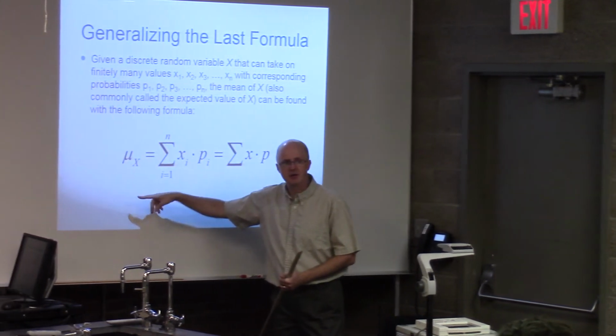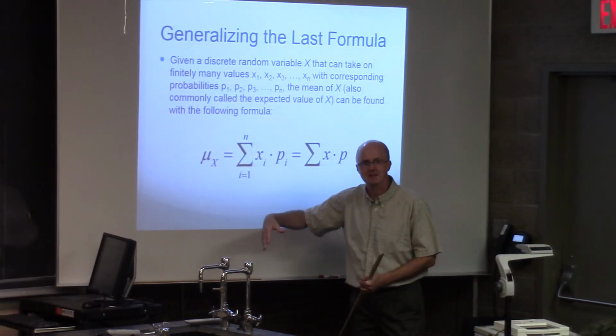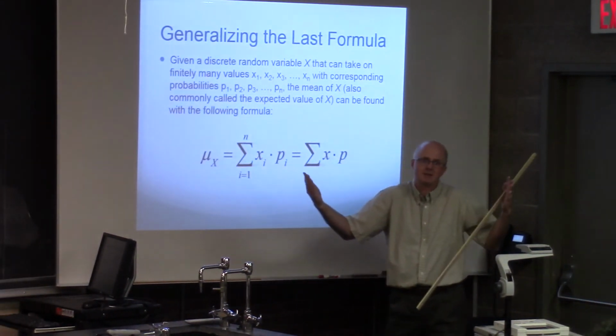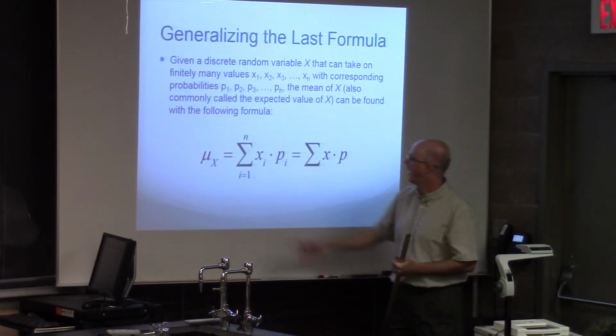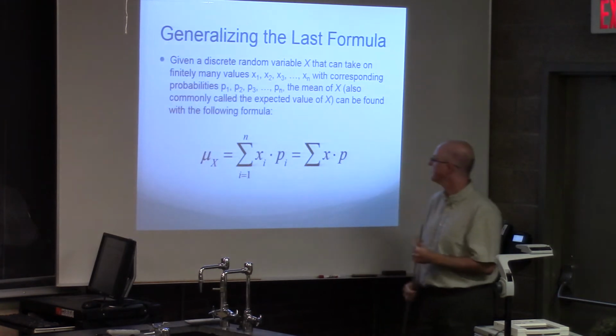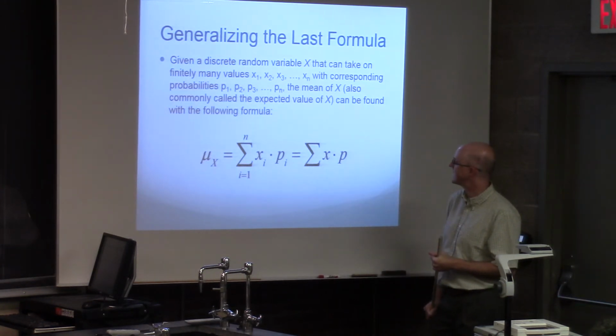X is a subscript here, you're just saying this is the mean of x. You could use parenthesis notation, by the way. You could use mu of x with the x inside parentheses. Our book uses a subscript here. It's just specifying what the variable is, that's all.